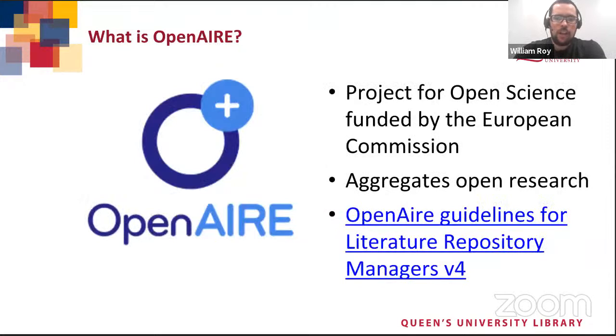I'm sure that many of us on the call are familiar with Open Air, but if you don't know, they also share similar values towards openness and transparency, and they facilitate ways of innovatively connecting and monitoring research, which was outlined quite well in Andrea's presentation a moment ago. They do this through aggregating research from various repositories using the OAI-PMH protocol for harvesting metadata. And in order to do so, repositories need to follow a very specific metadata application profile, which is documented in the Open Air Guidelines for Literature Repositories Managers version 4.